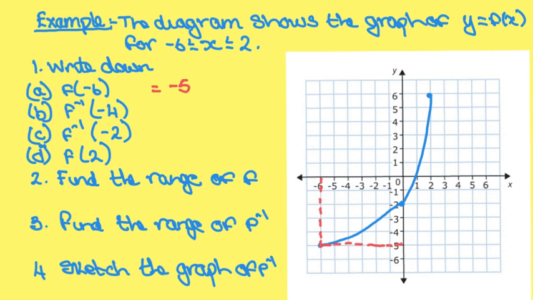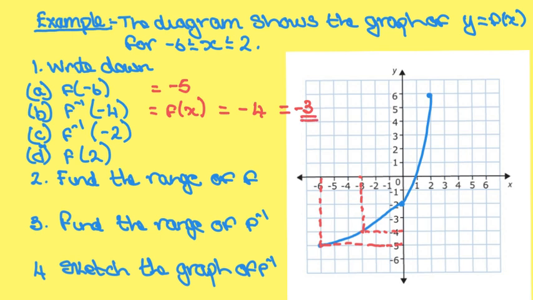B. Find f to the -1 of -4. Well, what does this actually mean? This means, what do I have to put in f of x to get out -4? So I do the reverse process. So I go to -4 as my output, go along to the graph, go up and see what I would have to have put in. And the answer is -3.